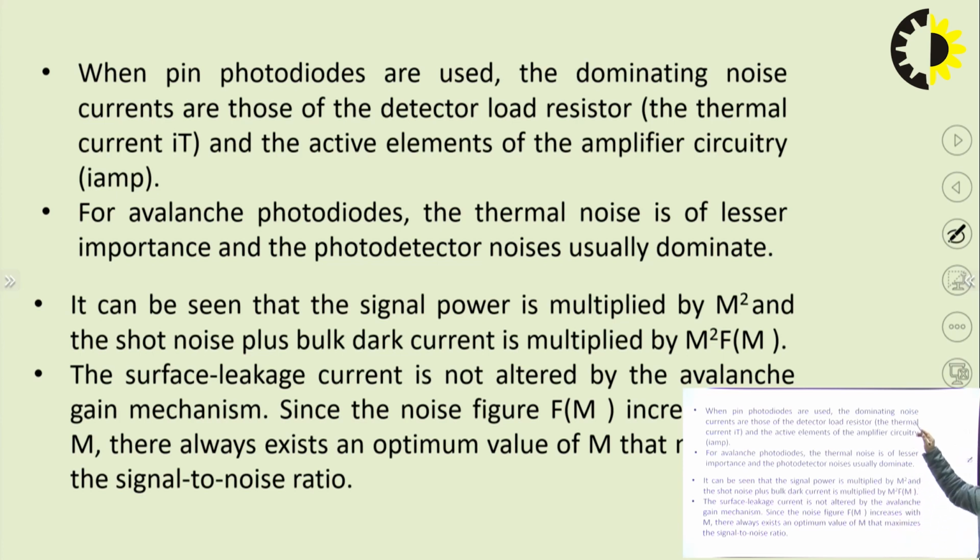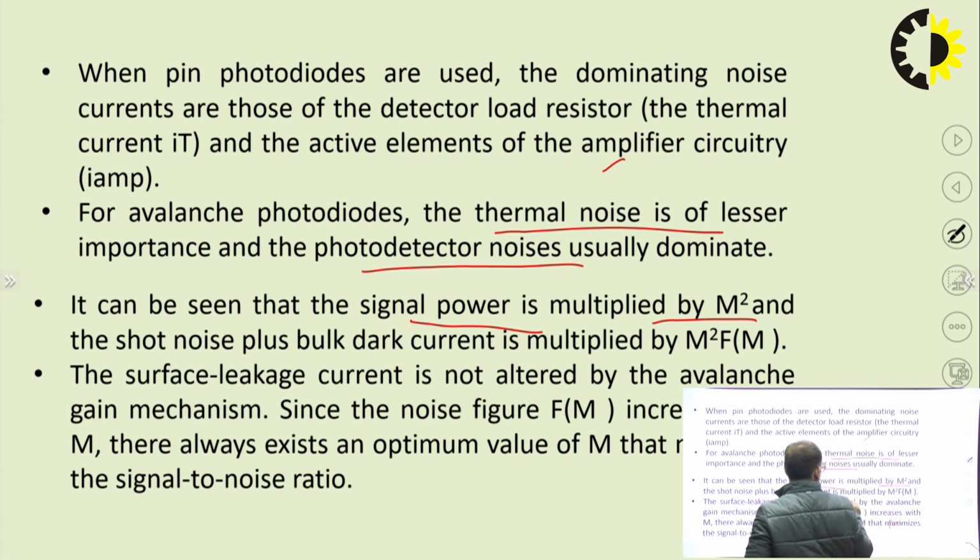So when a PIN photodiode is used, the dominating noise current is mainly due to the quantum noise and the active element of the amplifying circuit, and also due to the thermal noise, that is due to the RL. Clear? For the avalanche photodiode, this thermal noise is of less importance compared to the photodetector noise, because in the avalanche photodiode the dark current noise suddenly increases, and the shot noise also suddenly increases. It can be seen that the signal power is multiplied by M squared in the case of APD, and the shot noise also gets amplified by M squared into FM. Clear?